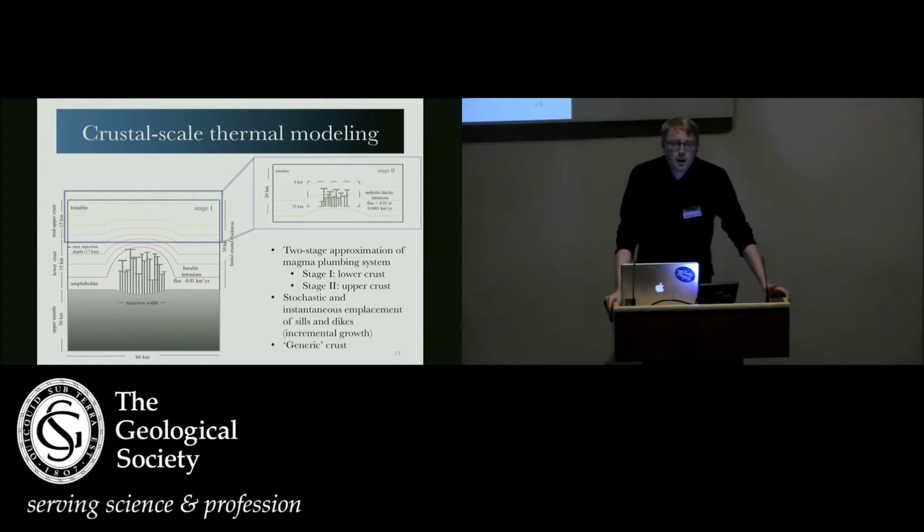So since we have this interpretation of this mush column, the idea we wanted to test is that you shouldn't just look at the upper crust as a separate entity where you inject new magma, but you should actually do the thermal modeling on the scale of the mush column itself. And so we decided to do this simplified two-stage model where you first have injection of basalt in the lower crust, and then see how that can influence the injection in the upper crust.